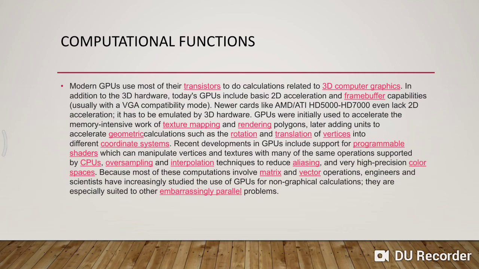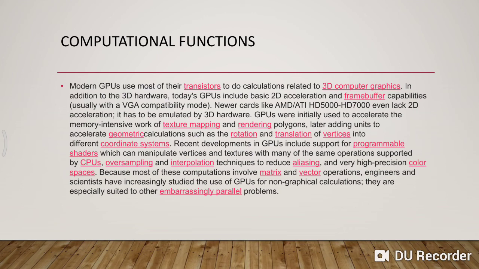GPUs were essentially used to accelerate the memory intensive work of texture mapping, rendering, geometric calculation, rotation, translation, vertices, and coordinate systems. Recent developments in GPUs include support for programmable shaders, which manipulate vertices, the structures with many of the same operations supported by CPUs, oversampling and interpolation techniques to reduce aliasing, and very high precision color spaces.